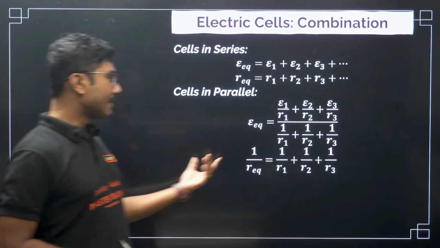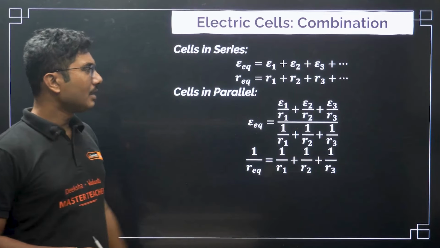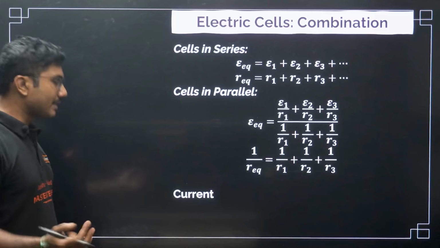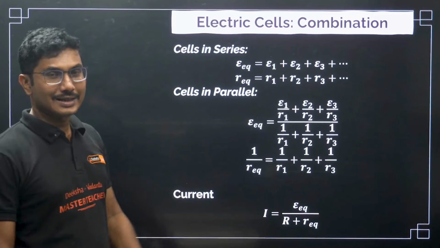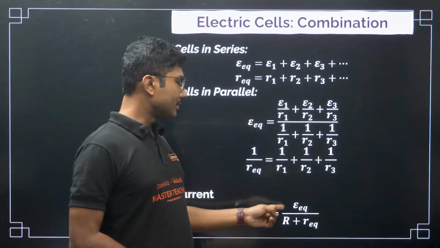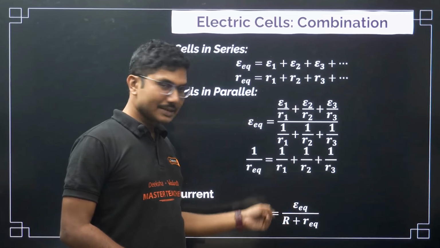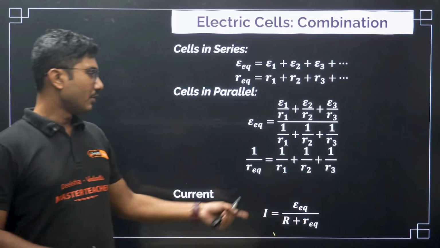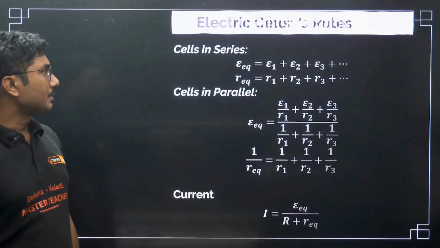And R equivalent for parallel, obviously the same formula for parallel. So this is how you can remember cells in parallel. Now in both cases, the ultimate current in the circuit is given by I equals epsilon equivalent divided by the external resistance connected in the circuit plus the total internal resistance. From there you can calculate the current that is passing through the circuit.